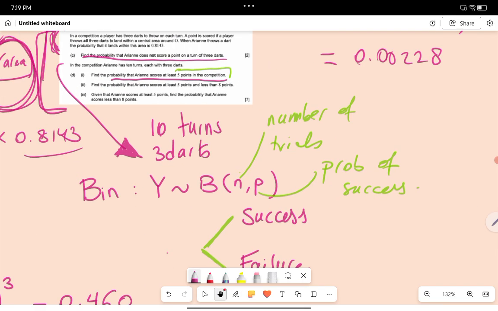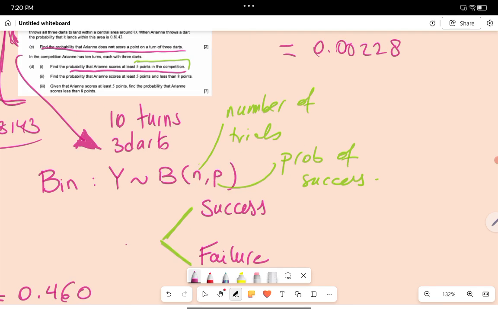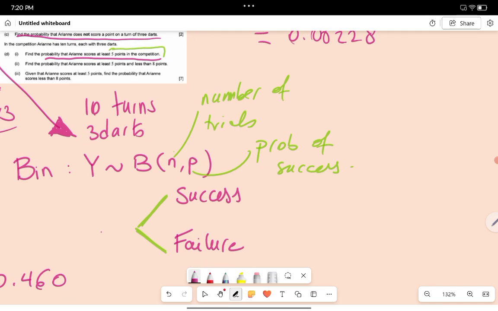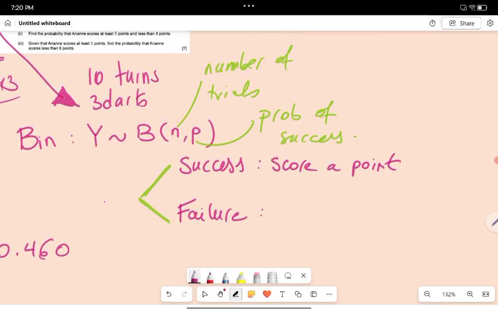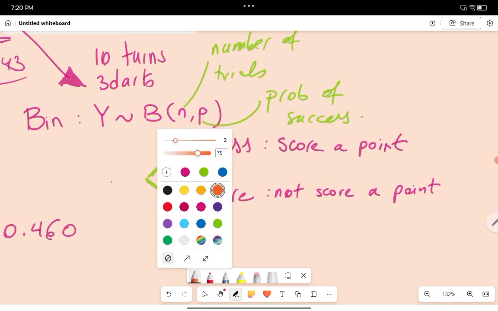So here we want, for example, scores at least 5 points. So we want at least 5 successes. So what is the success here? The success here is to score a point. That is the outcome of success, the event of success. And failure is to not score a point. So then we're looking for P, the probability of success.